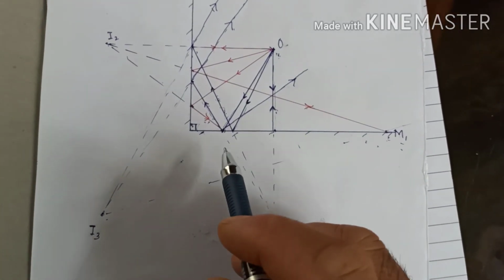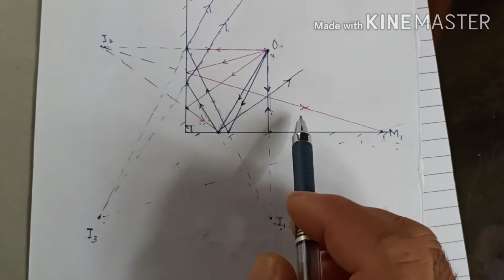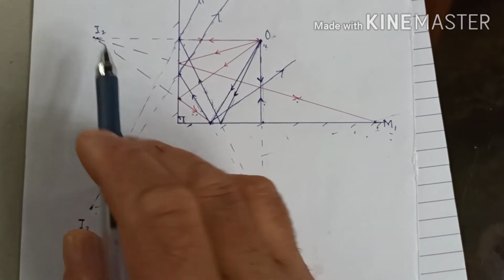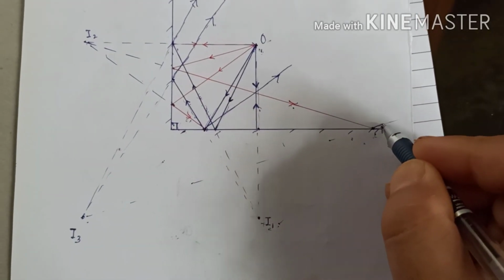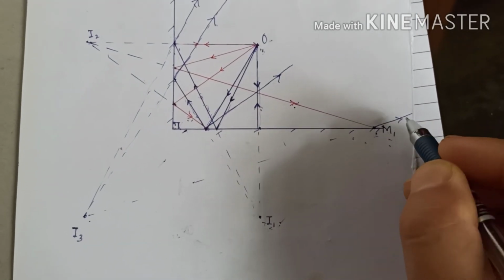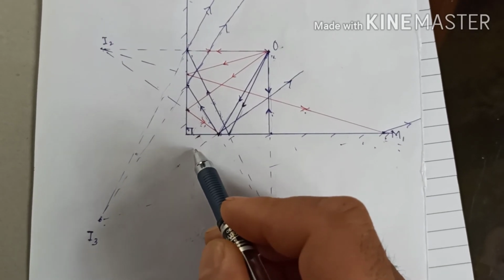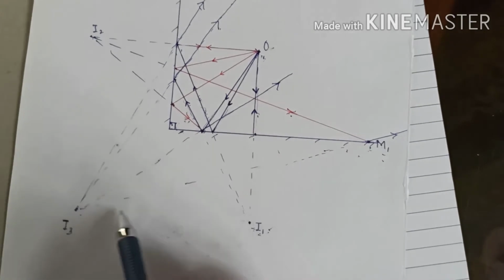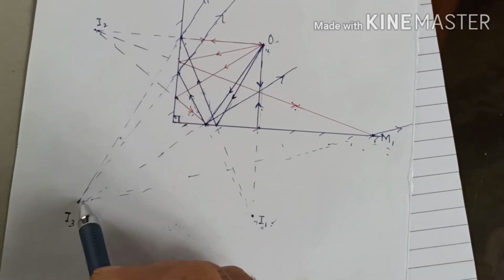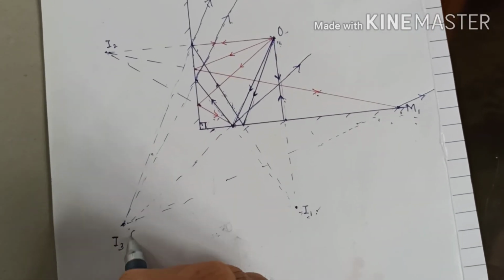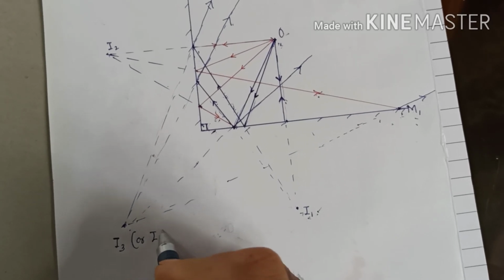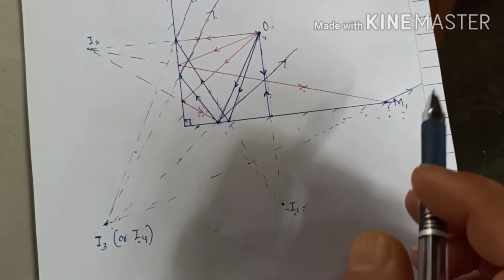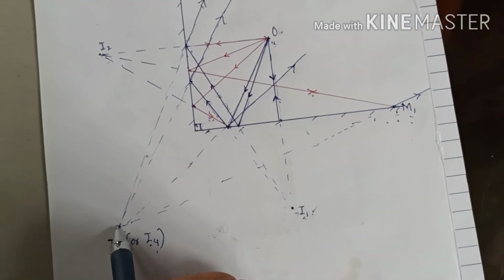And similarly, this ray of light which appears to come from I2, after reflection from the mirror M1, goes along this path. So if this ray of light is produced backward, and again if this ray of light is produced backward, then they will meet at a point. So again here I4 is formed. So I4 is the image of I2 formed by the mirror M1. But I3 and I4 coincide at the same point.